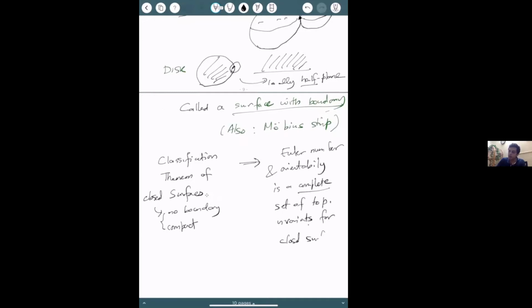That means that if your topological space is a closed surface, and you have two closed surfaces, and you know the Euler characteristic and orientability of both, then you can tell whether they are homeomorphic or not. Usually, some topological invariant being equal doesn't tell you whether they are homeomorphic, right?